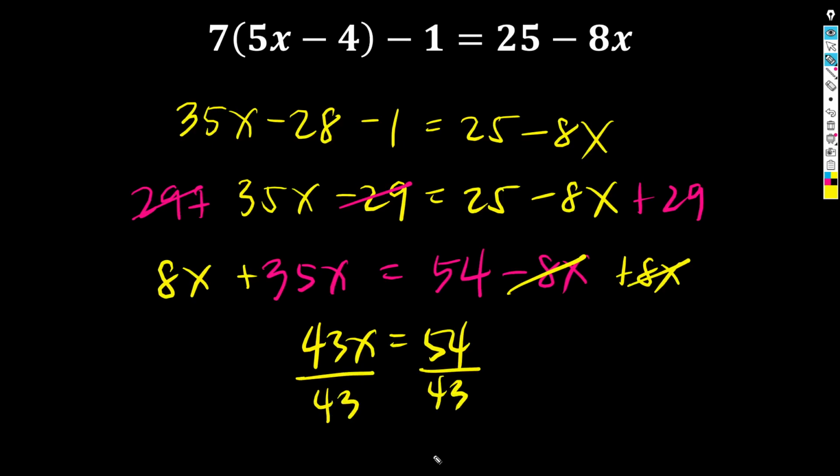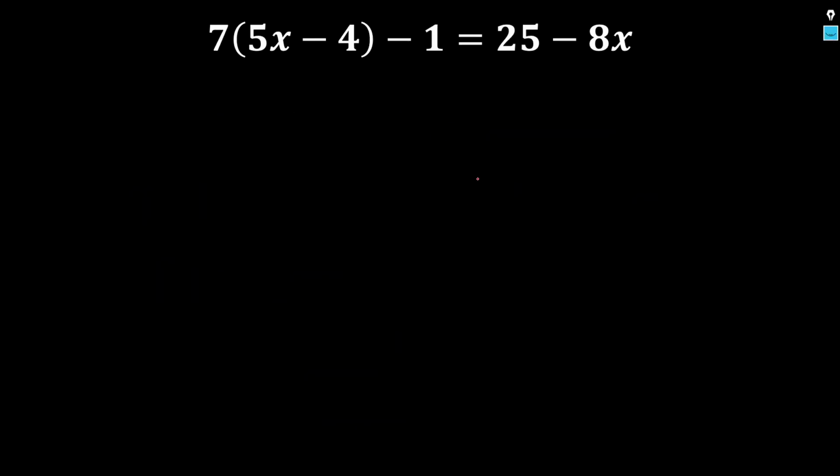43. Leaving me with x equals, ang 43 is prime, so I don't think there are any common factors between 54 and 43 besides 1. So that would mean that my final answer is 54 over 43. Again, wag mag-alala, no? Kung confident ka at mukhang tama naman yung ginawa mong math, hindi sa lahat ng pagkakataon integer ang sagot natin. Okay lang yan. So it's 54 over 43. Okay? One more example.